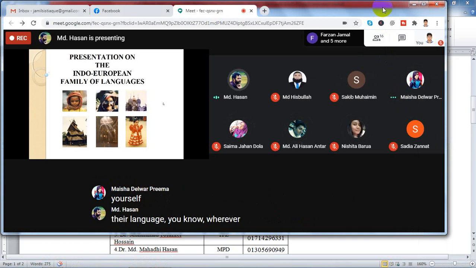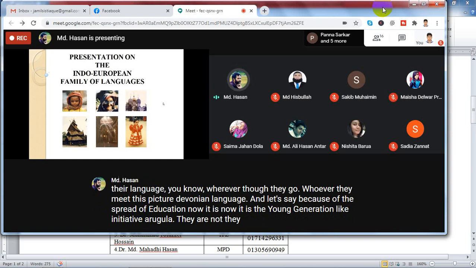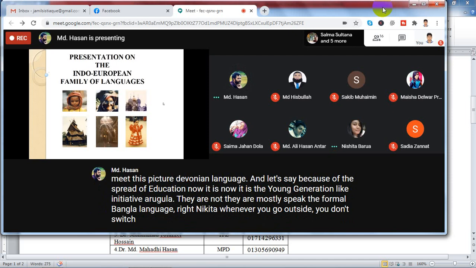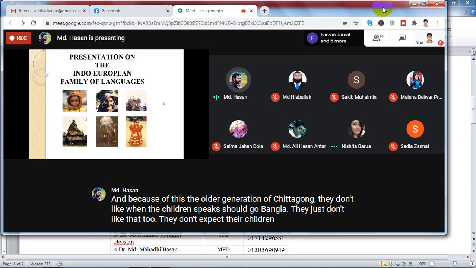And let's say, because of the spread of education nowadays, the young generation like Nishita Borua mostly speak the formal Bangla language, right Nishita? Whenever you go outside, you don't speak Chittagonian. Yes sir. And because of this, the older generation of Chittagong don't like when the children speak Shuddha Bangla. They don't expect their children to speak Shuddha Bangla in their home because they are comfortable with the Chittagonian language.